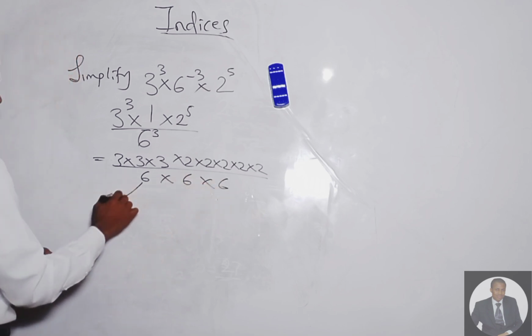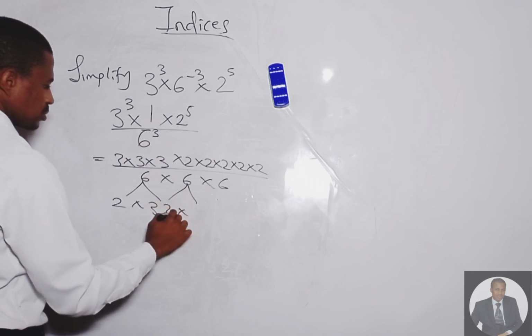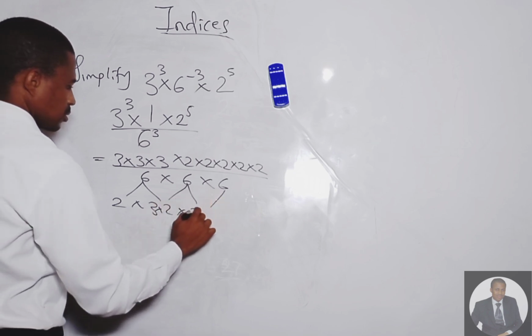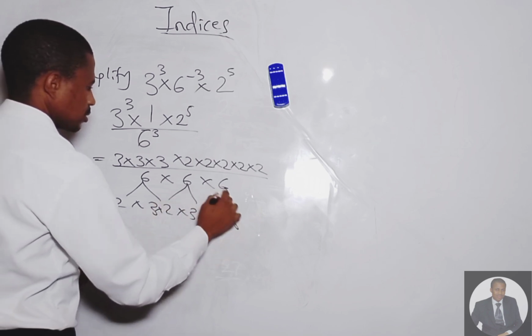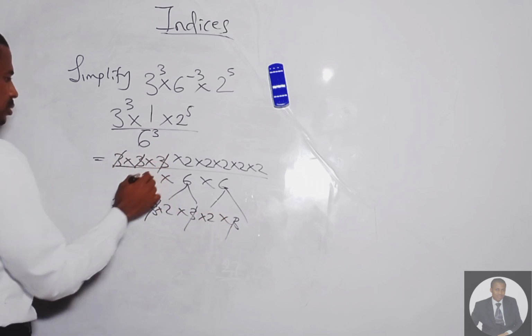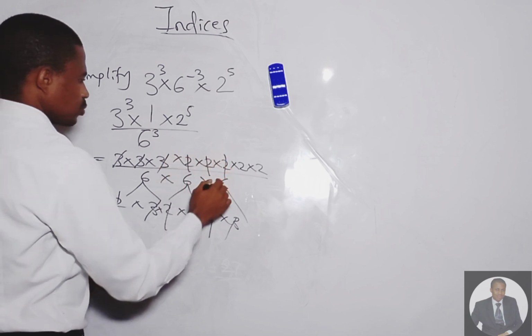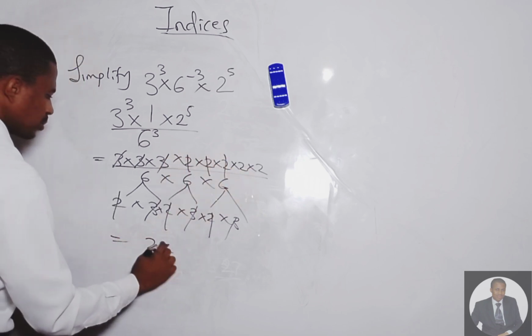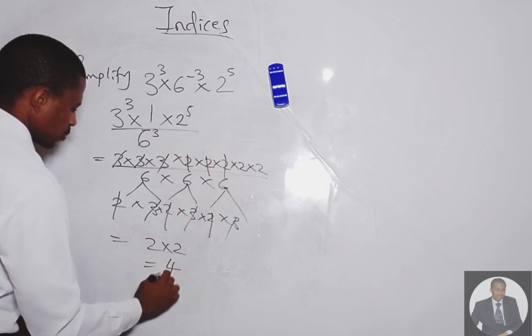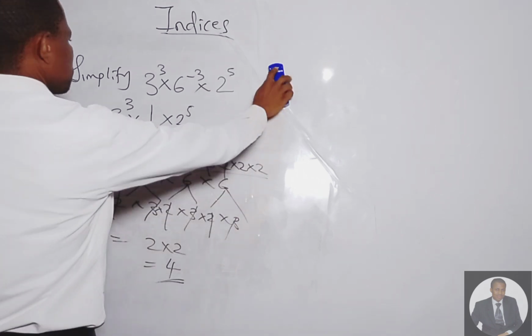Now 6 is the same thing as 2 times 3, 2 times 3, 2 times 3. So all the 3s, 1, 2, 3, we'll cut all these 3s. Then the 2s, 1, 2, 3, we cut. We are left with 2 times 2. The answer is 4. As simple as it can be.